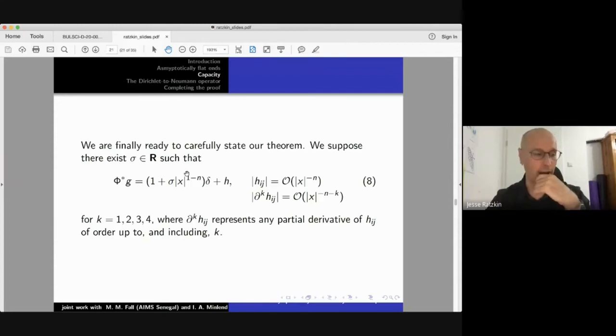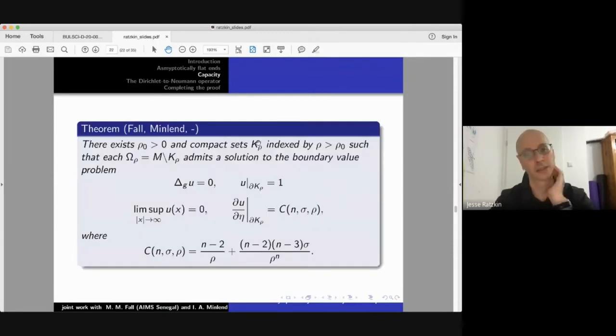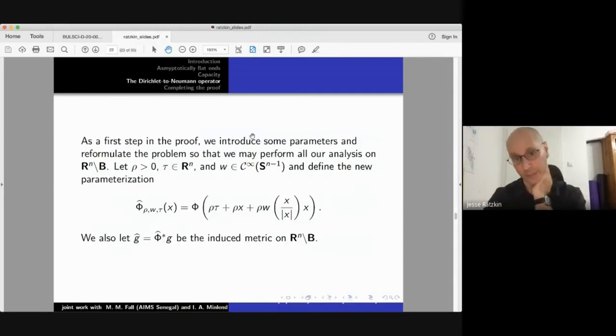If you want to have less decay here, you need to introduce additional hypotheses, and we expect that if you want to introduce less decay, you're going to need to introduce something like positive scalar curvature to have any chance of proving an analogous theorem.